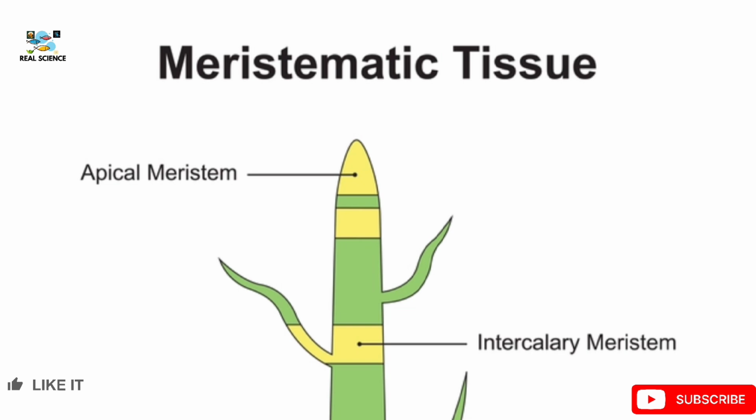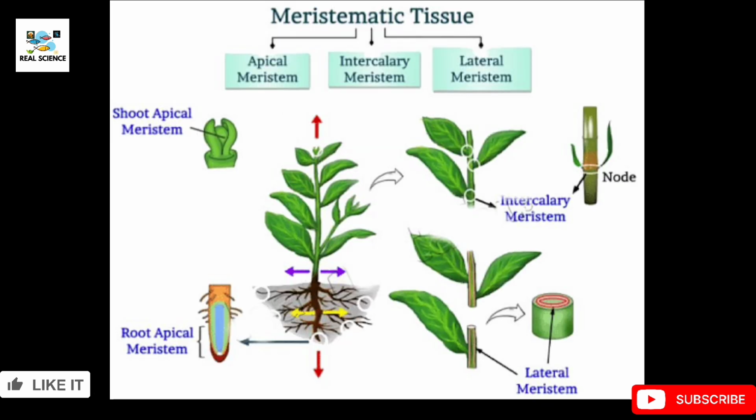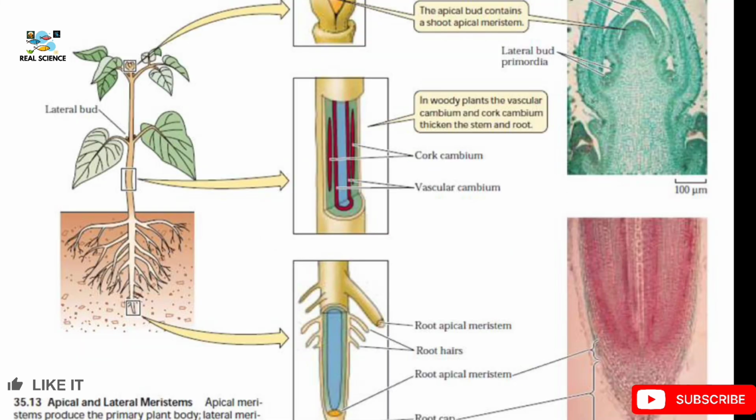So let's see the meristematic tissue. It's apical meristem at the top. At the nodes, it's intercalary meristem, and at the girth of the plant, there is lateral meristem. Now let's see in detail. There are three kinds of meristematic tissue, apical, intercalary and lateral, which are present at different parts of plants.